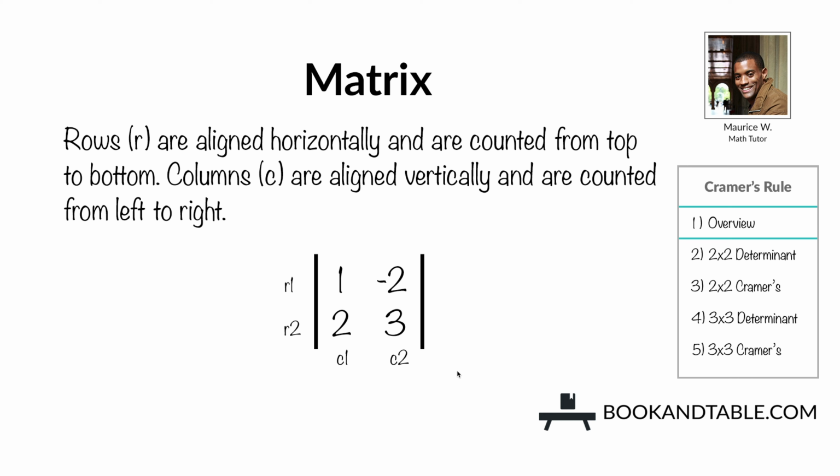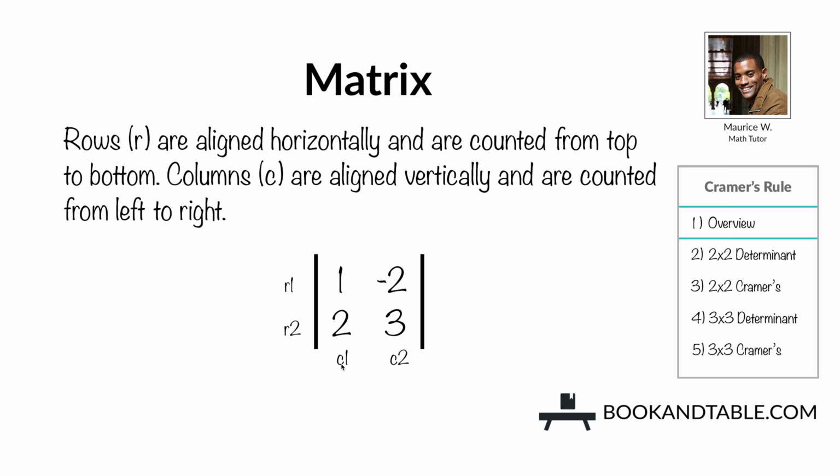Now let's review some basics about a matrix, just so we're clear about the language that I'll be using throughout this chapter. Rows are represented by the letter R, are aligned horizontally, and are counted from top to bottom. So we start with row 1 at the top of our grid. As we make our way down, the next row is row 2. And as I stated, they go horizontally, so it's moving from left to right.